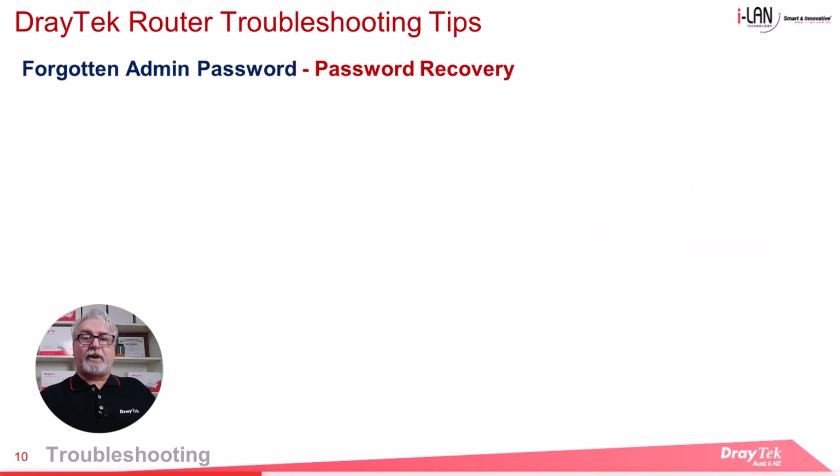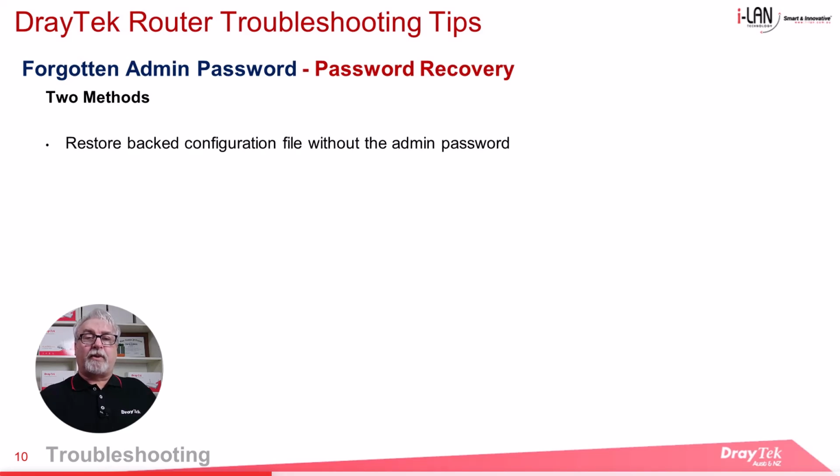The next troubleshooting tip is what to do when you forget the router admin password. This can sometimes happen when a network administrator leaves an organisation and doesn't pass the information to the new administrator. If you're lucky, you might have a configuration backup. However, since the configuration file is encrypted, it's impossible to recover the admin password from the file. Luckily, there are two ways to recover it.